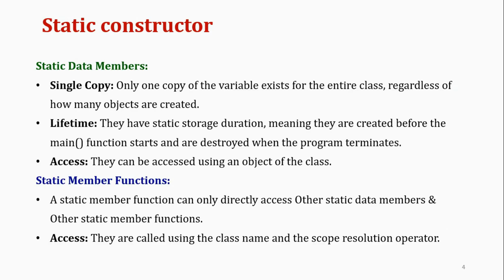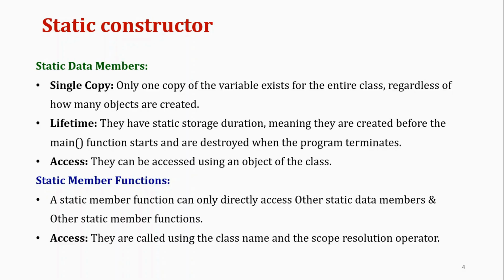Static member data is very simple. Only one copy will be there, shared among the entire class. That is a single copy. As for lifetime, it is a storage duration: they are created before the main function and destroyed when the program ends. They can be accessed across the entire class using the object.